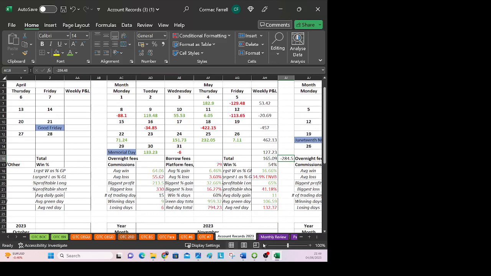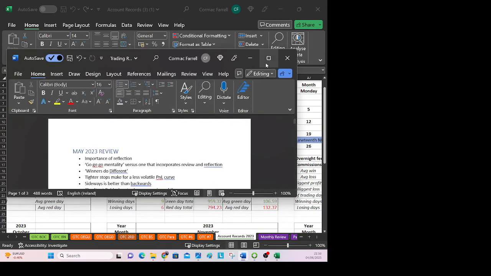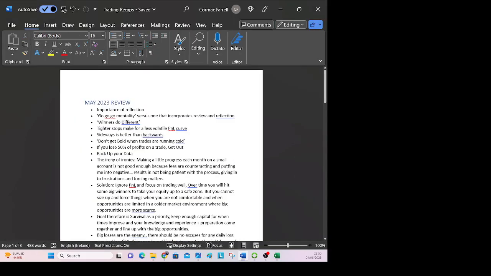Let's just go into what I'm going to discuss. I have a summary of my month in Word, and I also will be going through some of the trades. So, May 2023 review: the importance of reflection.